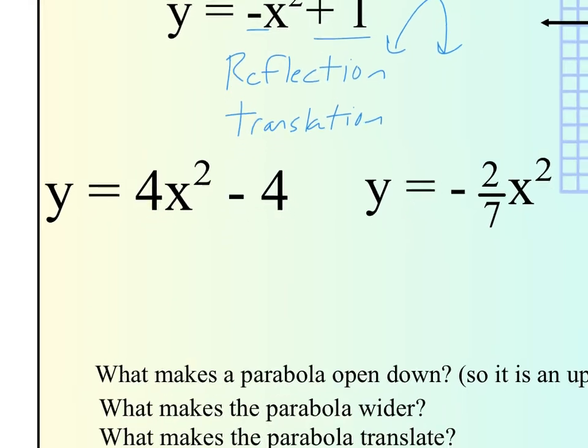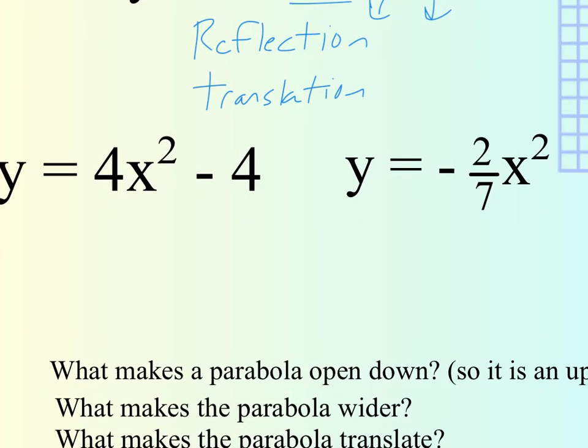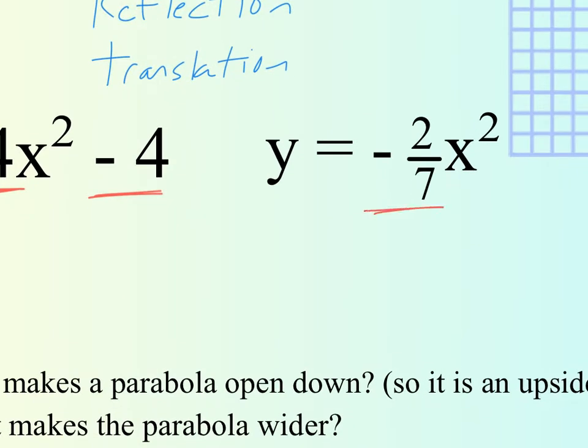Okay, and of course we can have combinations of these things. So this one could be a stretch and a translation, right, because this number is bigger than 1, and it's going to move it down the graph. Okay, this one, it's negative, and it's a number between 0 and 1, so this would be a reflection and a shrink. So just realize we can have combinations of these things.